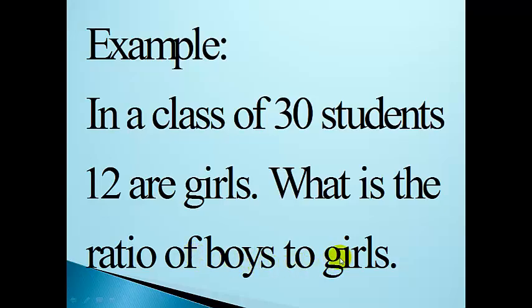Now let's analyze this question before we solve. When we look at the question, we have 30 students in a class. Out of the 30 students, 12 are girls. That means that if you want to know the number of boys in the class, then you have to subtract 12 from 30 so that you get the number of boys. Now, the question says, what is the ratio of boys to girls? So we are comparing the boys to the girls. Now let's see how best we can solve this problem.